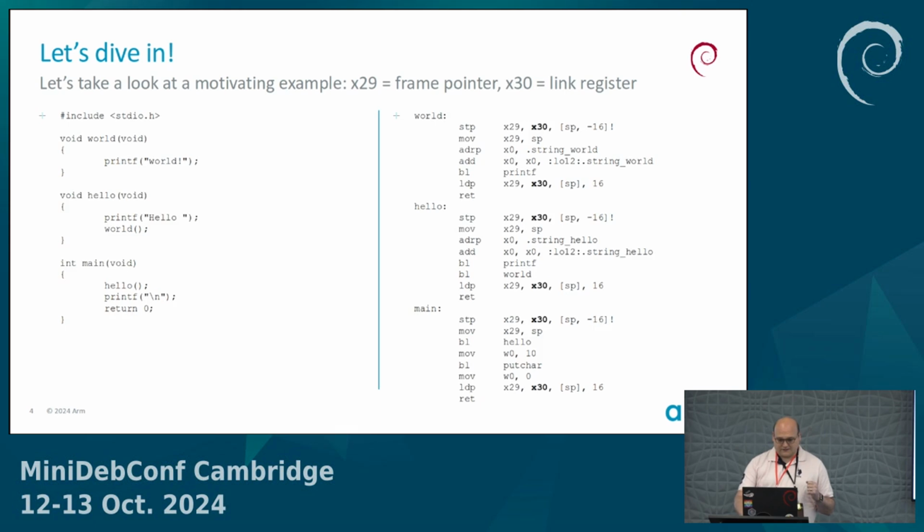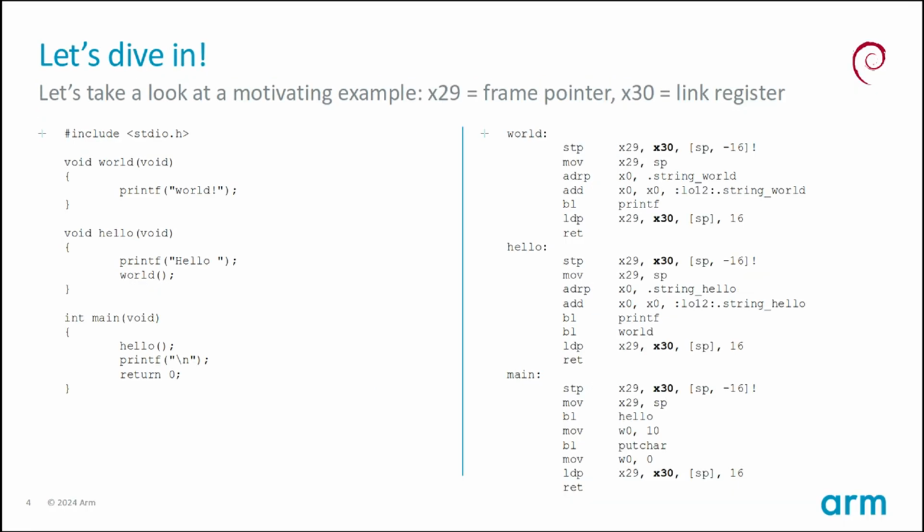So let's go through the architecture quickly. On the left-hand side here is an amazing C program written by myself. The idea behind the C program on the left-hand side is to demonstrate control flow. So we start at the bottom with the main function, the entry point. We call the hello function. The hello function prints out hello. It calls the world function, which then prints out world. We return, print the end of line character, return 0.